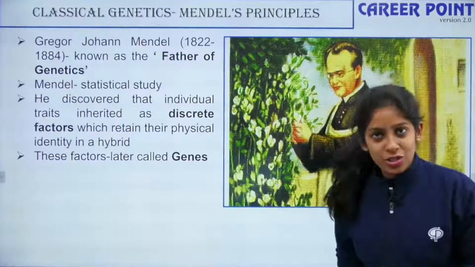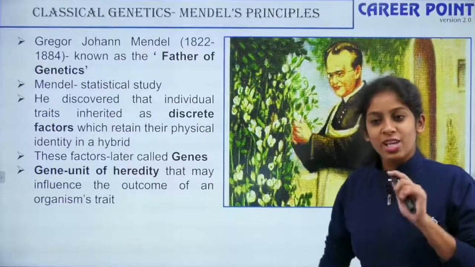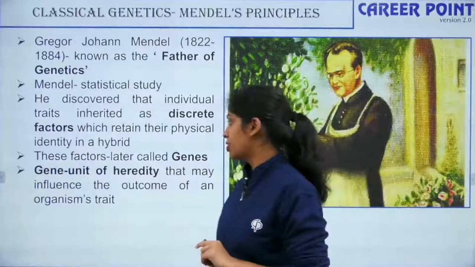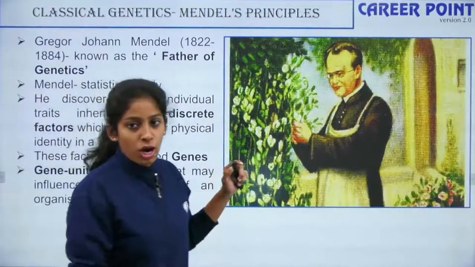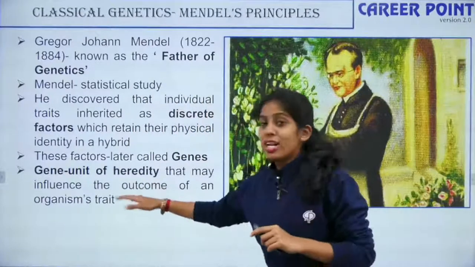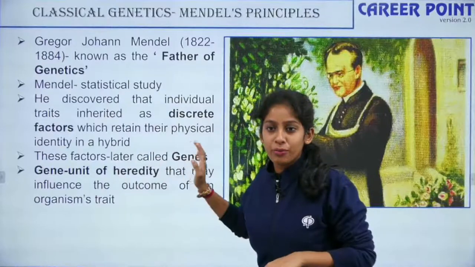Fine. So these are genes, and this is a very short introduction. Today we know them as genes, and genes are defined as a unit of heredity that may influence the outcome of an organism's trait. What is a trait? What is a character? I will explain. Hold on. As of now, I hope you remember this.